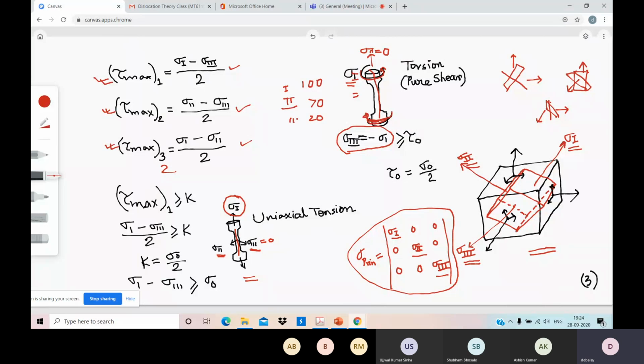But there are 3 candidates for maximum shear stress. Out of that, these components will always be the maximum, 1 and 3, because 1 we take as highest, 3 we take as lowest value. But there can be even 2 candidates. If sigma 2 equal to sigma 3, then 2 of them will be equal. So 2 of them will be considered as maximum. That's how.